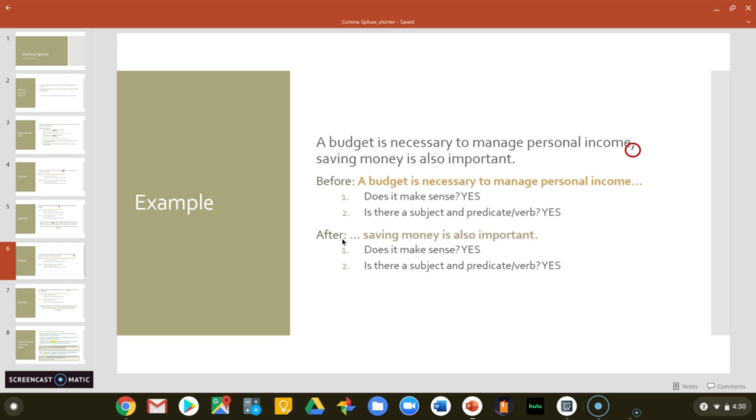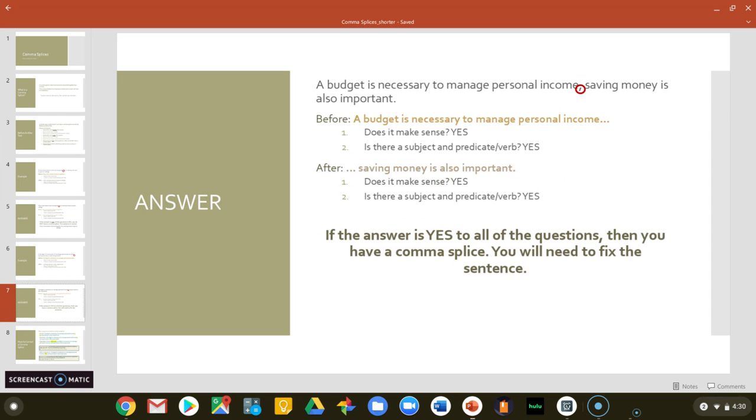All right, let's look at everything after this comma and see if it makes sense. Saving money is also important. So that sounds like a complete thought to me. It makes sense. Does it have a subject and verb? Yes, there's a verb, is, and we have a subject of saving money for the sentence. So to review this, we have a yes for all four of these questions. So if we answer yes, it means we do have a comma splice and we need to fix this sentence.